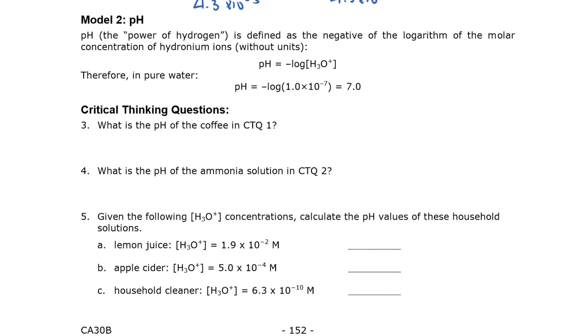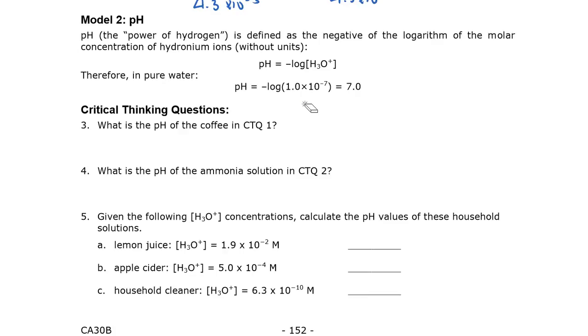pH, which might be considered to stand for the power of hydrogen, is defined as the negative of the logarithm of the molar concentration of hydronium ions. In other words, this equation right here. And since earlier we said that in pure water the concentration of hydronium is 1.0 times 10 to the minus 7th, when you do the math on this, you come out with a pH of 7.0, exactly 7, in pure water.